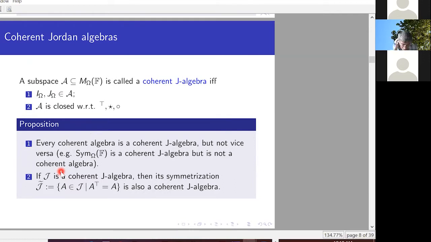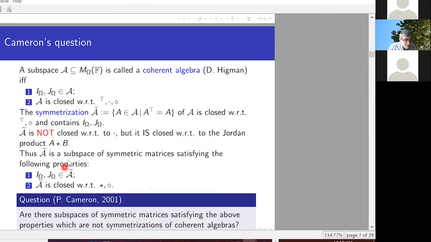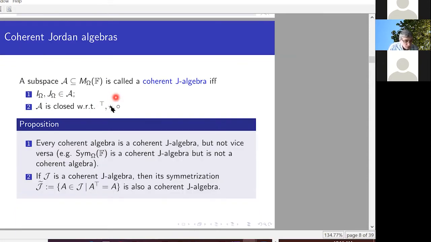If you look at the definition of the coherent algebra, which is here, it requires to be closed with respect to two binary operations, one unary and two constants. Now, if we replace matrix product by Jordan product, then we get an algebraic structure which we call coherent Jordan algebra. Well, the name may not be good, but this is what we found useful. So it's the same as coherent algebra, just instead of matrix multiplication, we used Jordan multiplication.